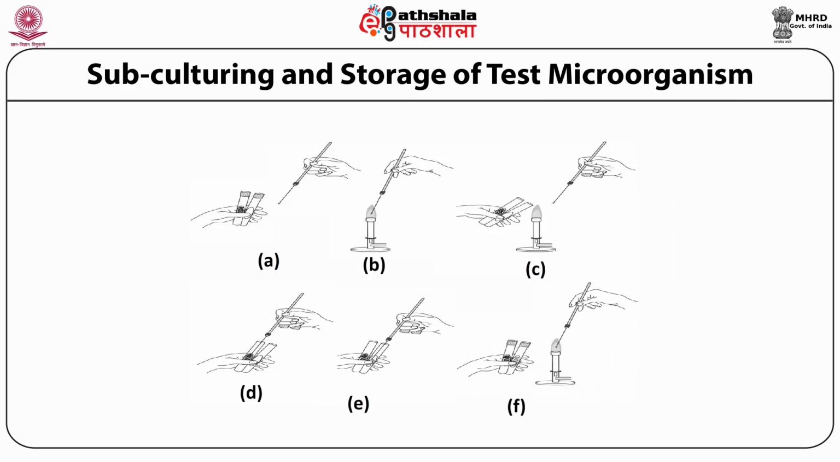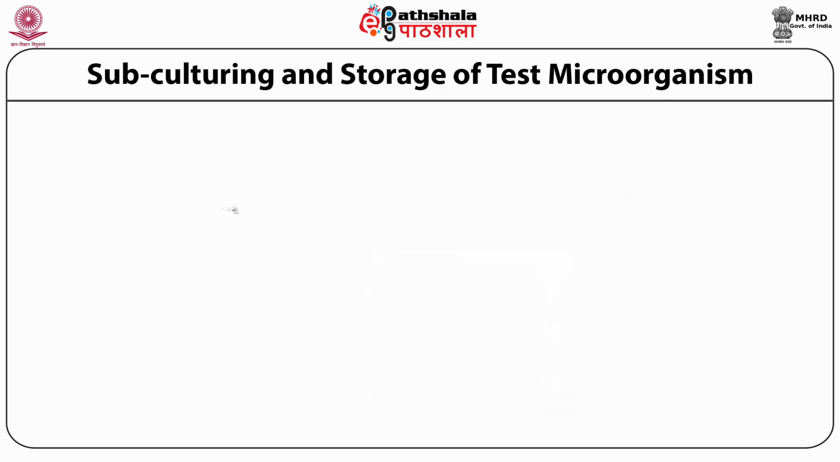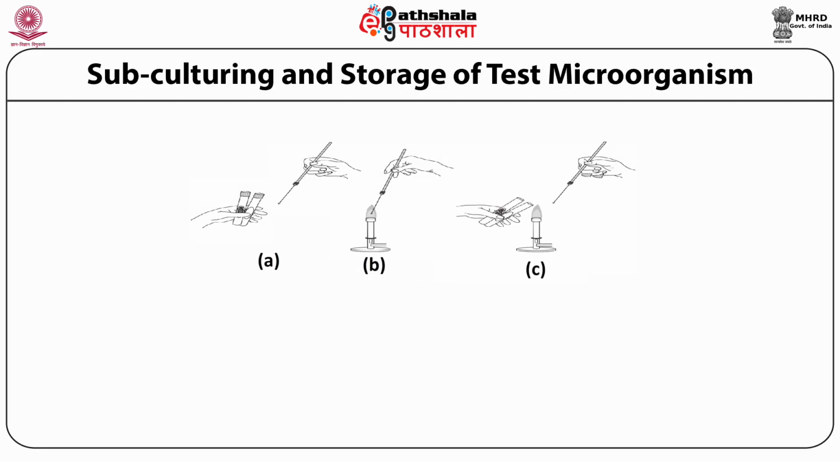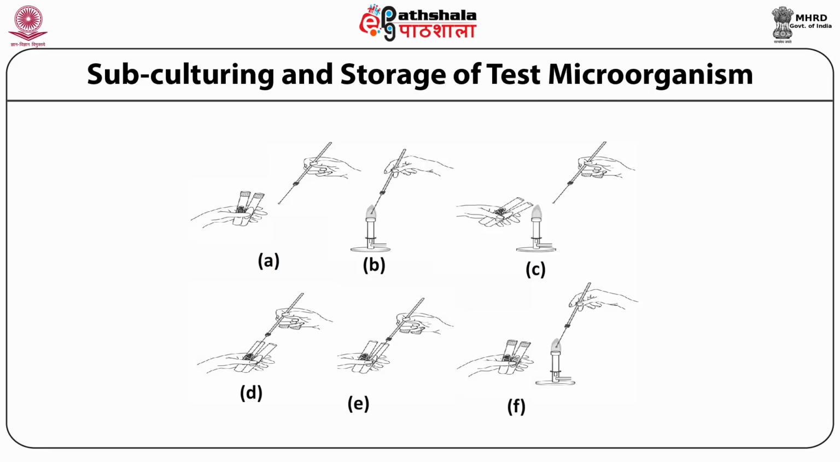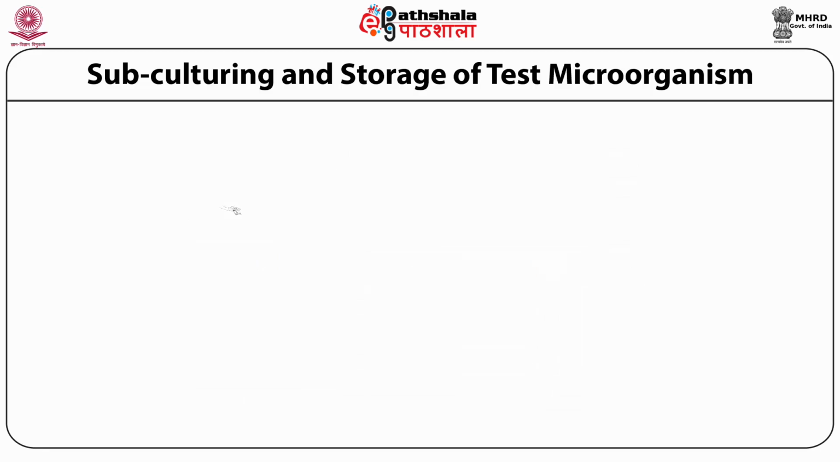Now in step 1, you hold the culture tube in one hand and in the other hand you hold the inoculating loop. In step 2, you can see we sterilize the inoculating loop by using the spirit lamp to red hot so that the inoculating loop will be sterile.